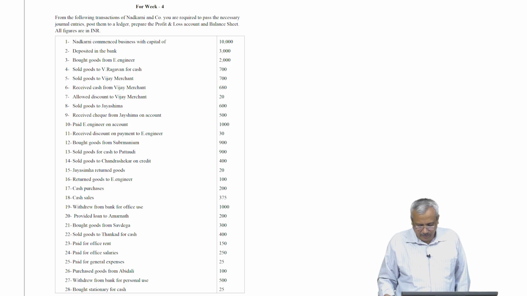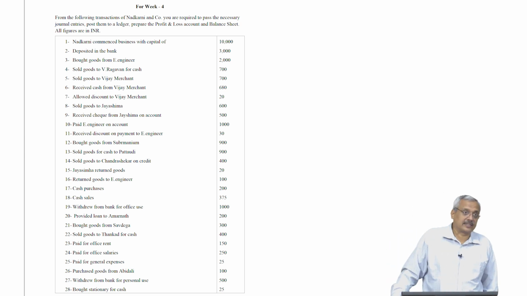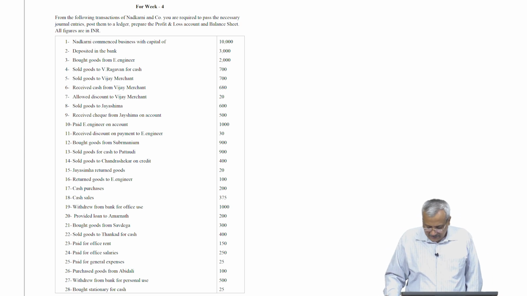Continuing from there, we did about 4 transactions. Now, let us look at the 5th transaction. If you actually see this, it says: received cash from Vijay merchant $680, allowed a discount to Vijay merchant rupees $20.